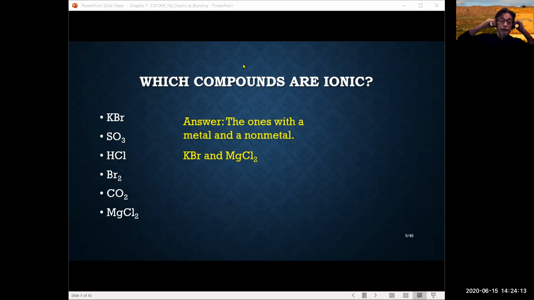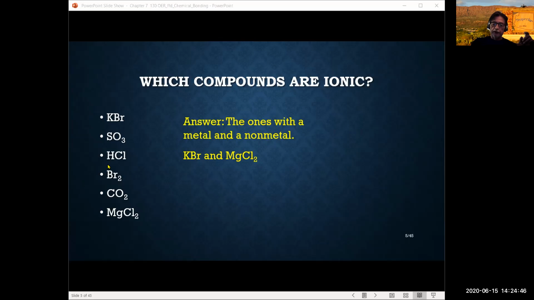All right. So of the list here, by analyzing each one, determine which is metal and which is nonmetal. If there's a combination of a metal and a nonmetal, we can quickly identify which ones are ionic. And being ionic, if we were to put these in water, potassium bromide and magnesium chloride would completely dissociate, completely break apart. The others will not.